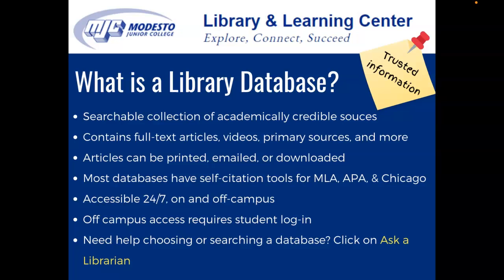The MJC Library subscribes to research databases providing students with free 24/7 access to thousands and thousands of credible articles from encyclopedias, magazines, newspapers, and peer-reviewed journals. Students can also use databases to find books, videos, and primary sources. All MJC databases are accessible from any computer connected to the internet, though off-campus use requires students to log in.